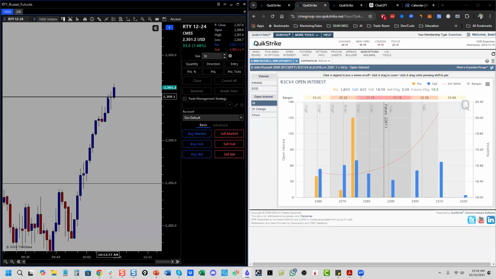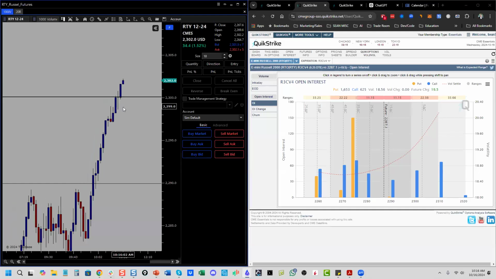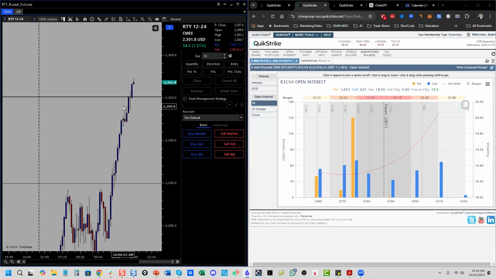And this is why I don't fade reversals, because sometimes they work and sometimes the market does what it's going to do. Right? That's a strong moving market.